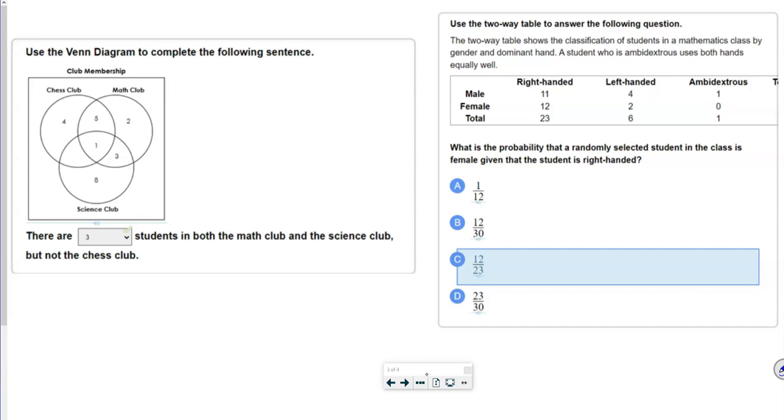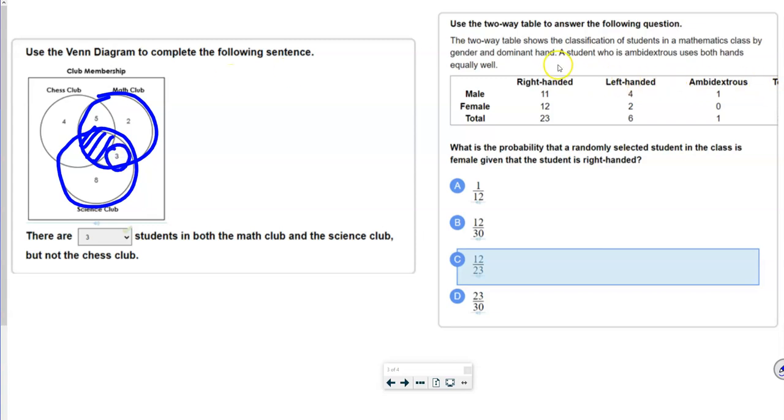There are blank students in both math club and science club. So math and science, but not the chess club. Okay, so we're going to look at math, and we're going to look at science, okay? But it says not chess, so we're not going to count that number right there, so that's why the answer was the 3 right there, okay?